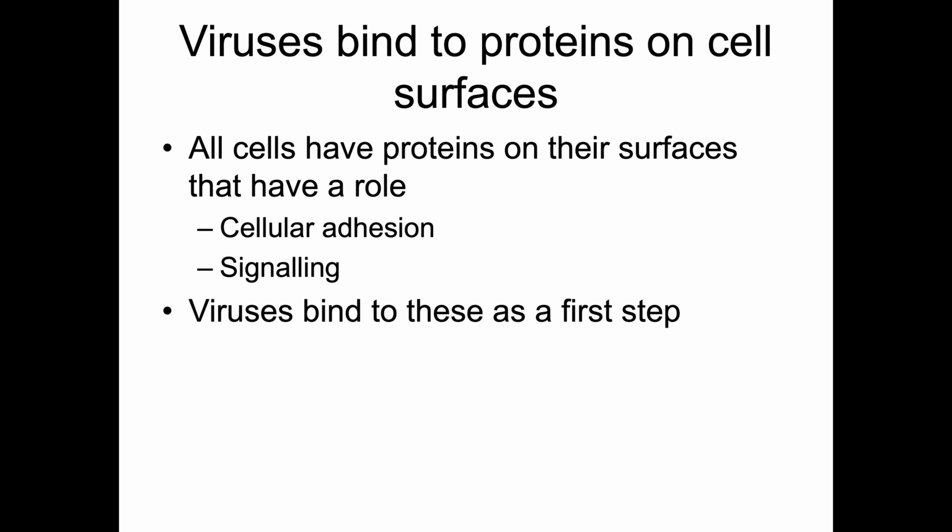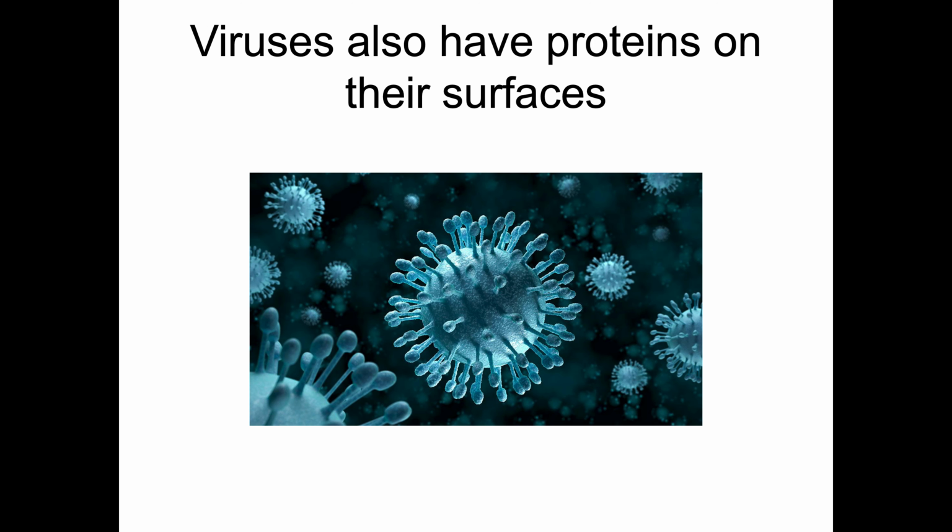And when we look at the end of this, you'll see specifically for COVID what it binds to. I think I have that in a slide. All right. Viruses also have proteins on their surfaces because they basically are proteins, but they can have little spikes sticking out. This is COVID.